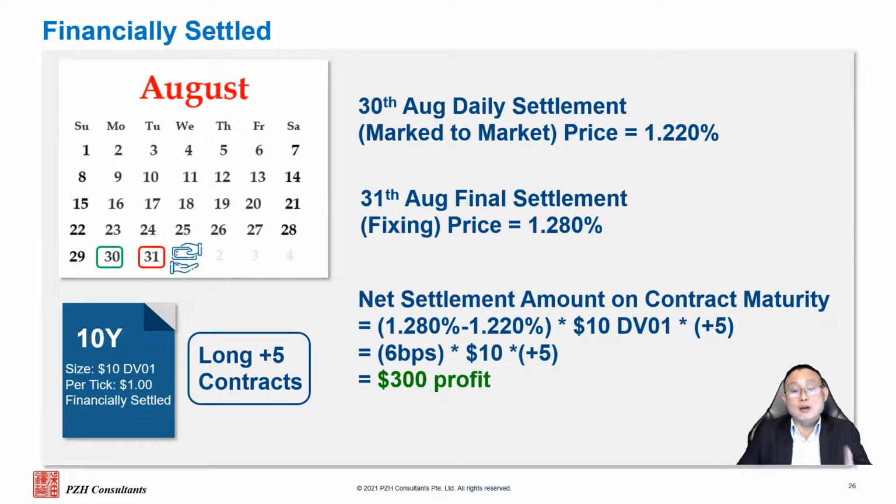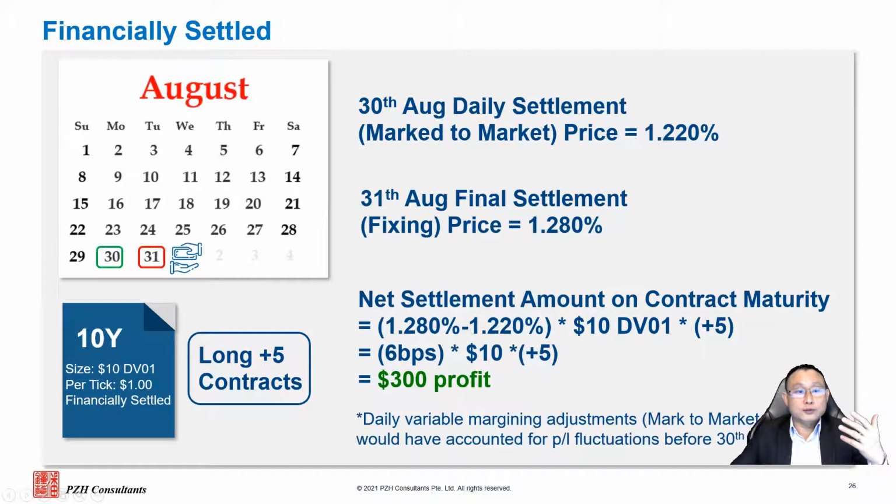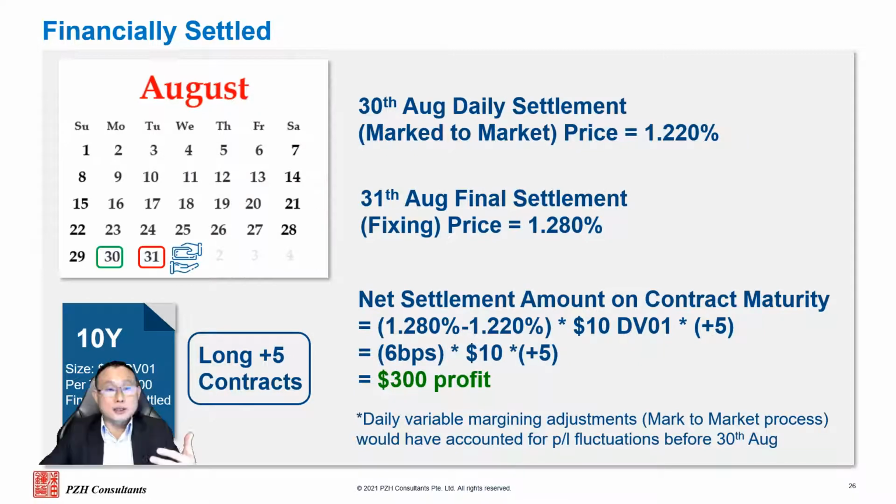Multiply by the risk of each contract, which I said earlier many times, is $10 per basis point. So that's $10 times the number of basis points, times 5 contracts, and so you have made $300 profit. It's as simple and direct as that. And as a gentle reminder, because of the mark-to-market process, your margins posted with the exchange through the brokers will have been adjusted on a daily basis, and that is the reason why your cash flow will be only the difference between the 30th and 31st prices. That's just a quick reminder.